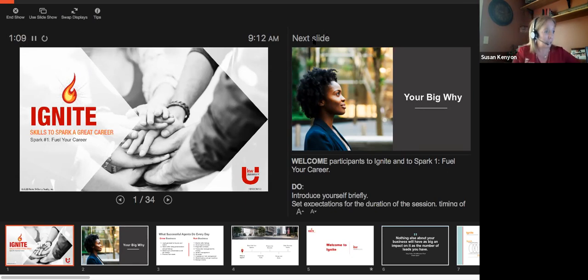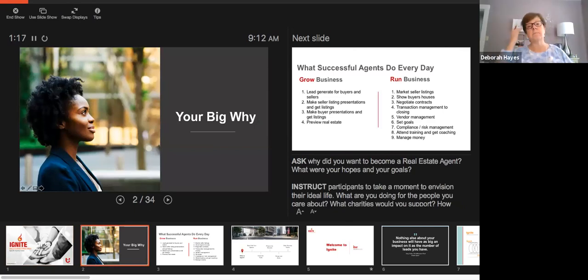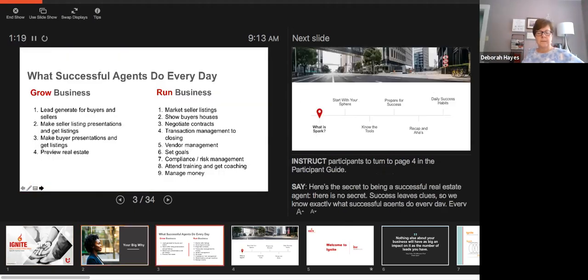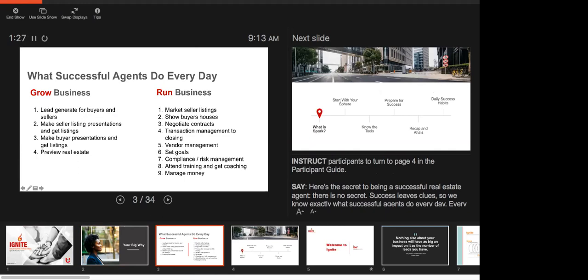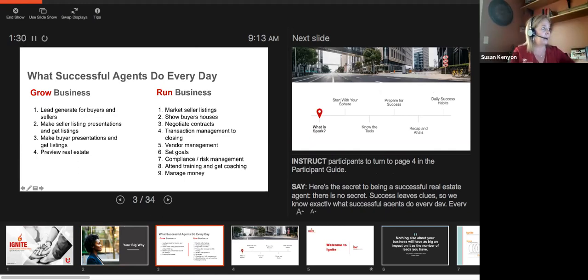So let's get right into it. Next slide here. There you go. I'm going to jump right over to what successful agents do every day. And I love this slide because it really gets down into the two sections of what you should be focusing on. Whether you're just starting out or whether you've been in this business for a long time, the grow your business part is the most important part.